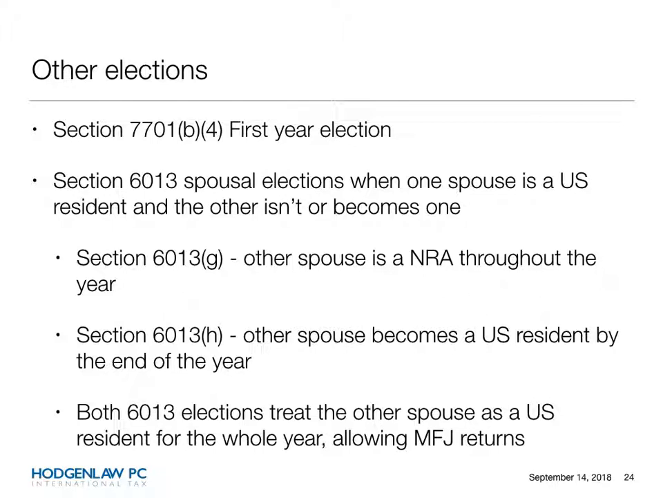For the Section 6013(h) election, the other spouse becomes a US resident by the end of the year. This election is only a 1-year election, as from that point onwards, it's assumed that both spouses are US residents and would naturally be able to file a married filing jointly return.